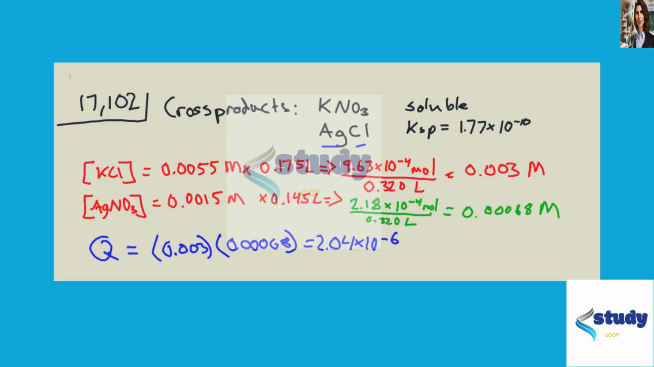So now we can say that Q is greater than KSP. Q is greater than KSP. So silver chloride precipitate will form.